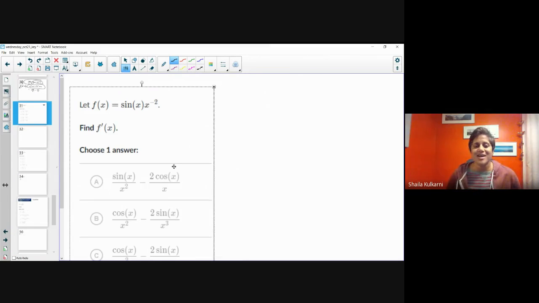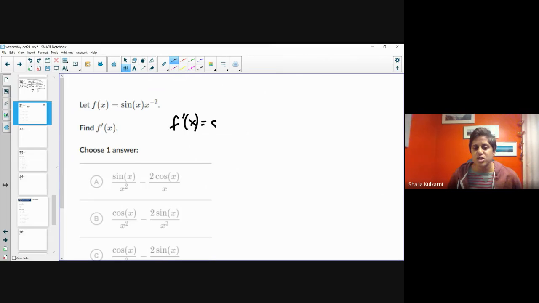Sine of x times x to the negative 2. This is a product rule problem. Keep the first function the same, take the derivative of the first function, leave the second function the same, plus keep the first function the same, take the derivative of the second function.